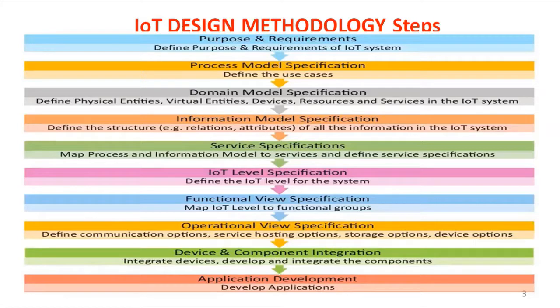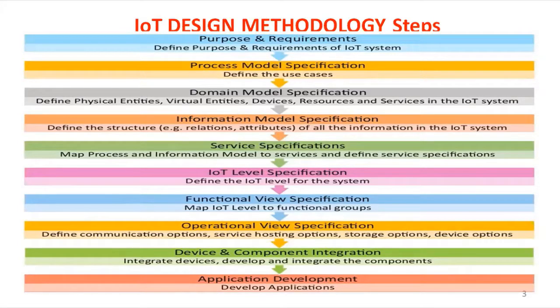That means in this information model specification, you define the tables, what data you are going to store in the tables, and the different attributes for the tables of all information in the IoT system. Every day the sensor generates different data. Where are you storing the data? How do you create the table? How do you store that information? That kind of information is handled in the information model specification.